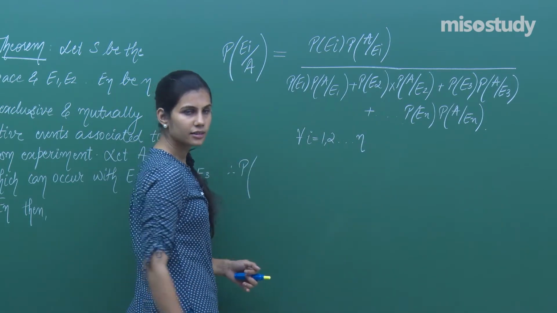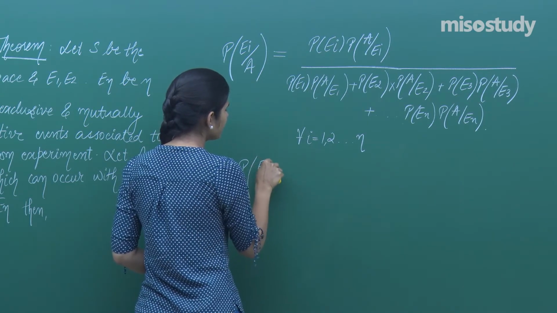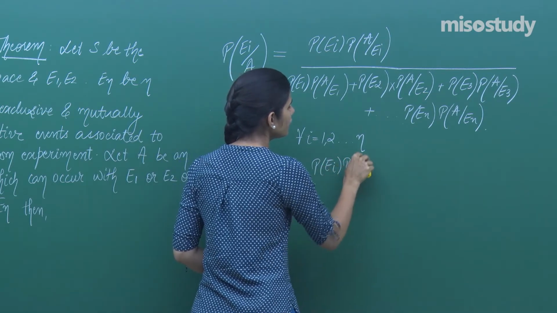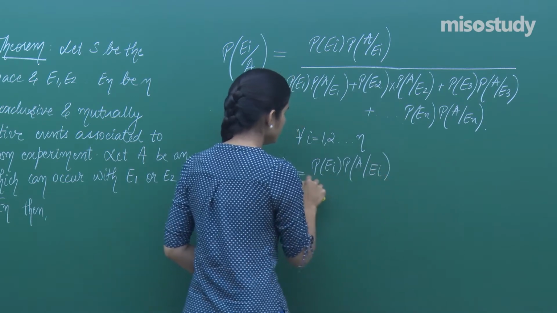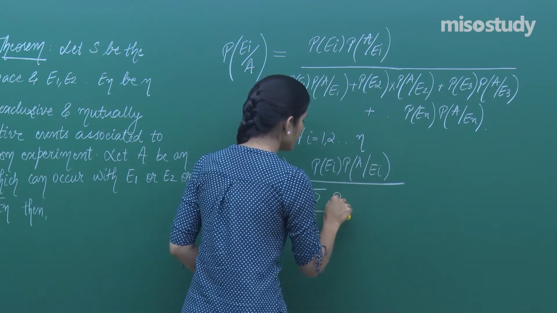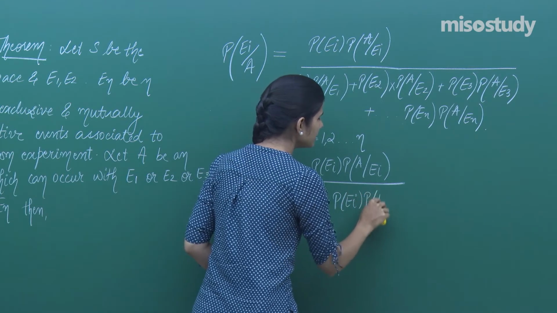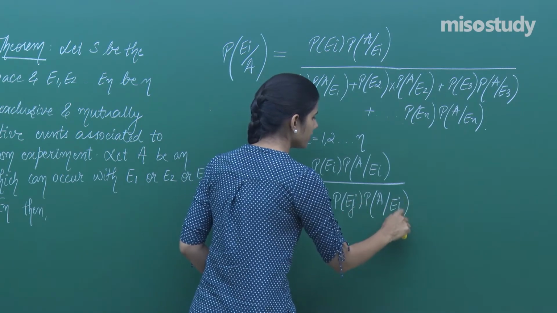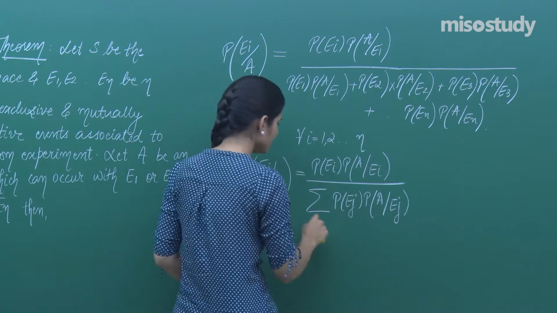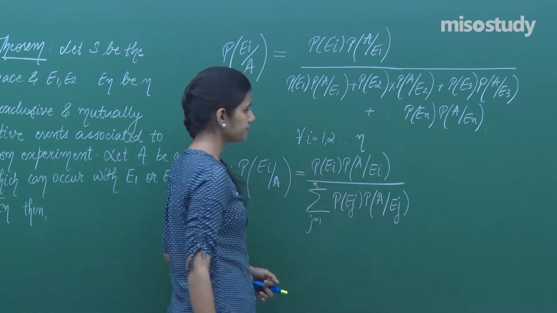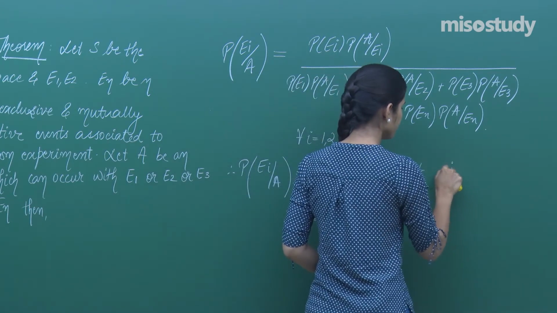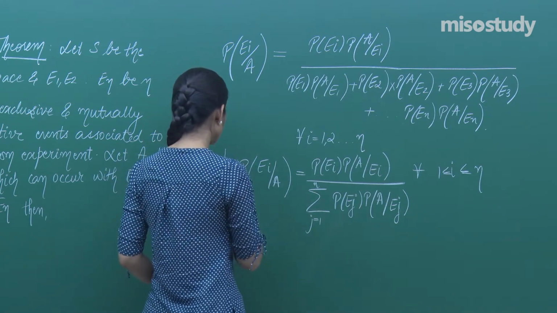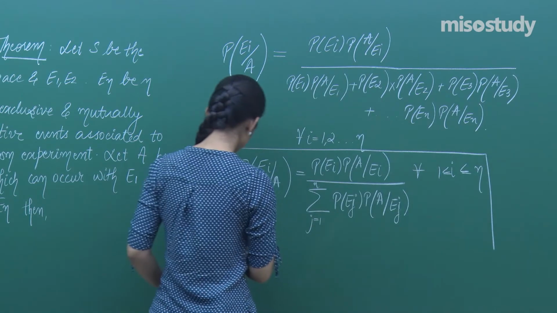Therefore, probability that event A has occurred from the ith source is probability of selection of the ith source into probability of occurrence of event A from the ith source divided by summation of probability of the jth source into probability of occurrence of event A from the jth source. Let me write this as J, because I is standing for the specific I which is here. J is varying from 1 to n, and this is true for all I varying from 1 to n. Is it clear? How do you get this?